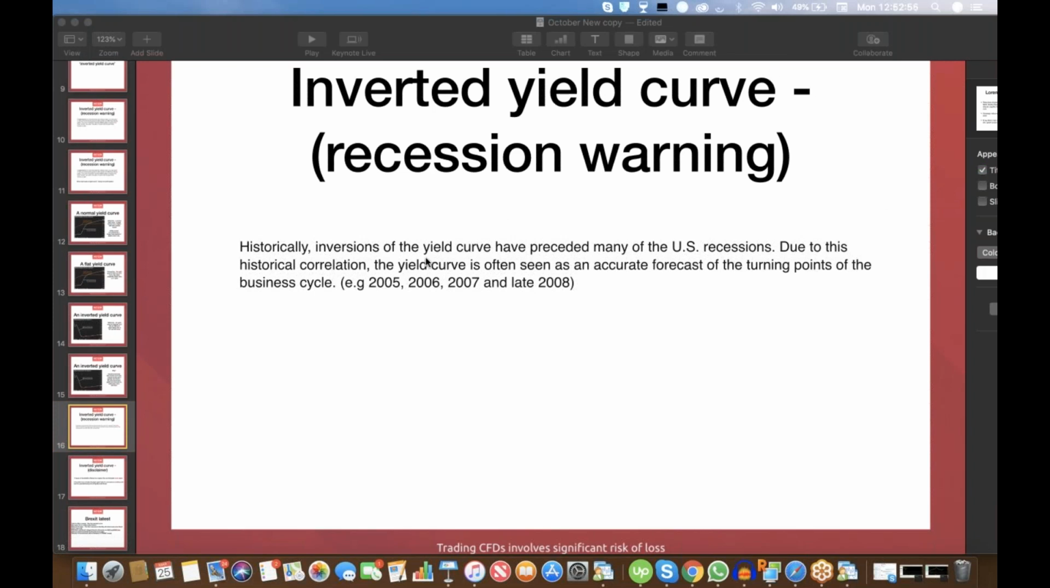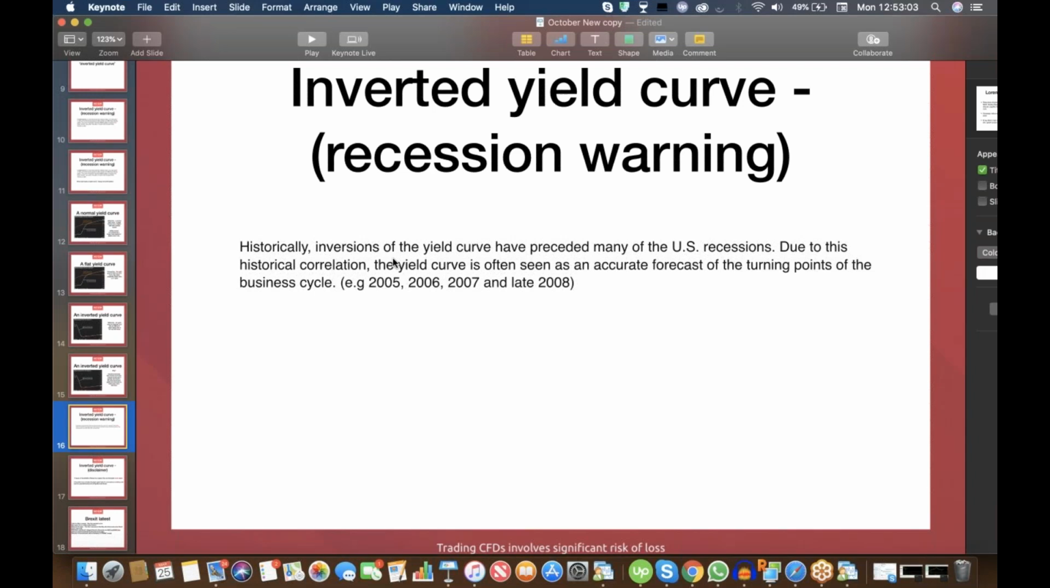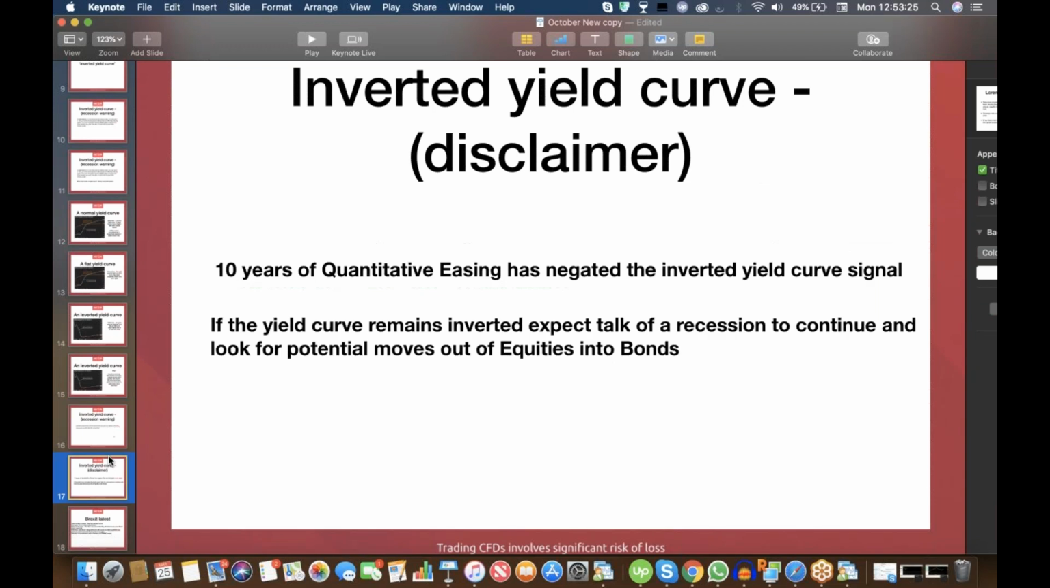Historically, the yield curve inverts before a recession. So the yield curve is often seen as an accurate forecast of the turning points in the business cycle. In 2005, 2006, 2007, 2008, the yield curve inverted, and it was the signal of an impending recession. That is why the market is focused on the yield curve. That is why it's such a big deal.